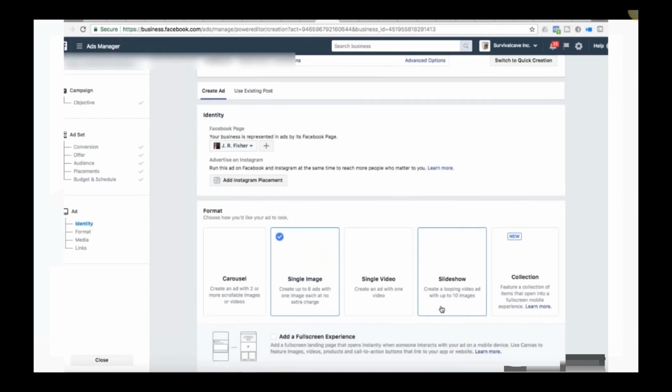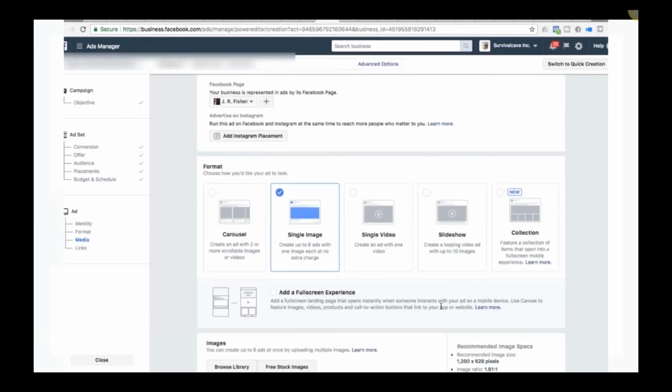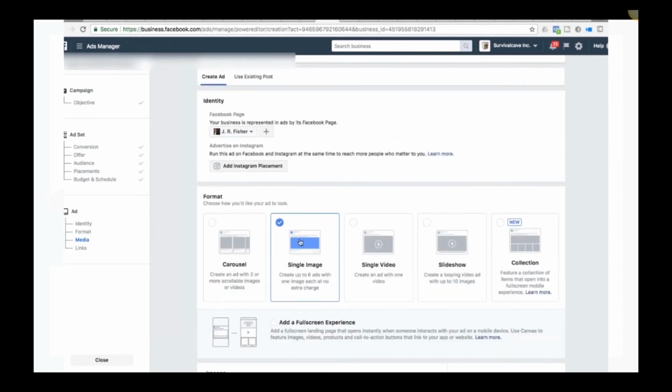And this is where, if you're not doing a post, which you certainly can, you're going to add your image here. You're going to pick a carousel, which means two or more images, or you're going to pick a single image, but you can have up to six rotating in there. You can put a video, you can put a slideshow in here.